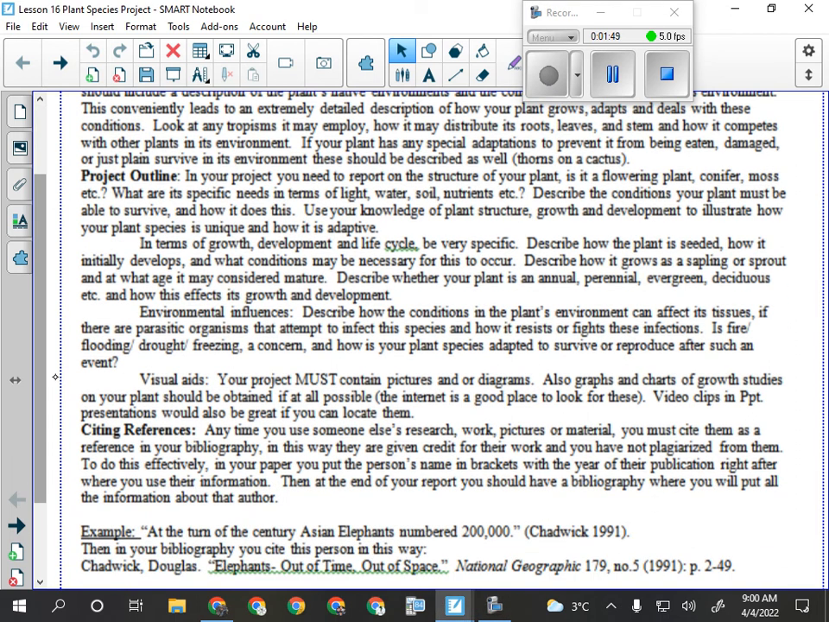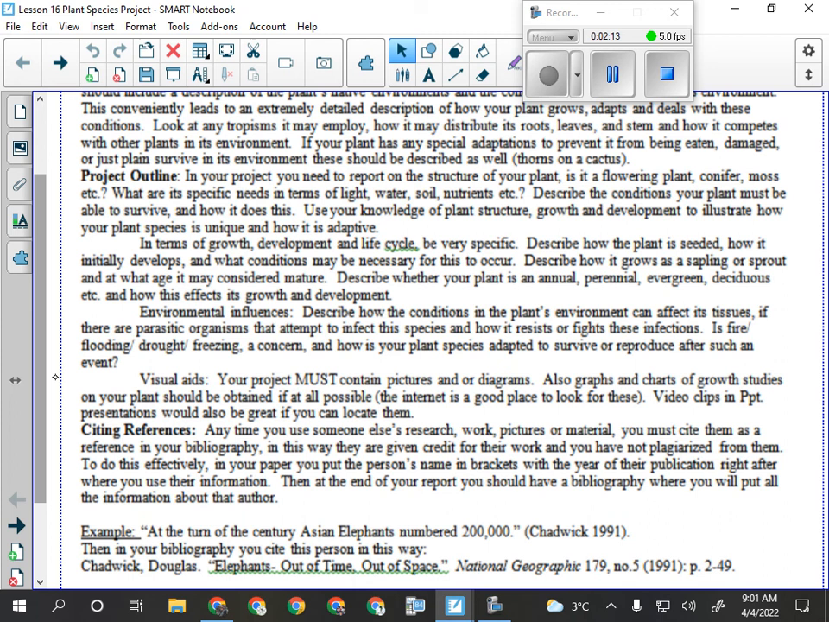Okay, so you need to report on the structure of your plant. Is it a flowering plant? So does it make flowers and thus fruit? Okay, is it a conifer? So it reproduces using cones, and generally has needles for leaves. Is it a moss, etc.? Okay, what are its specific needs in terms of light, water, soil, nutrients? So that's kind of the conditions of its environment again.